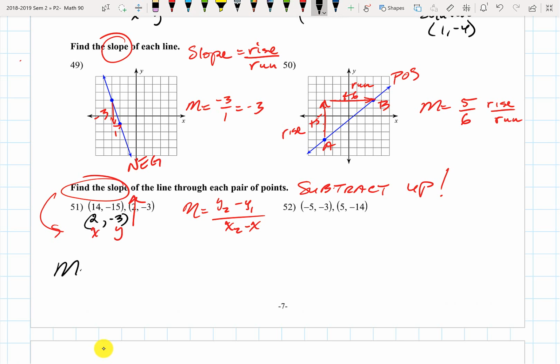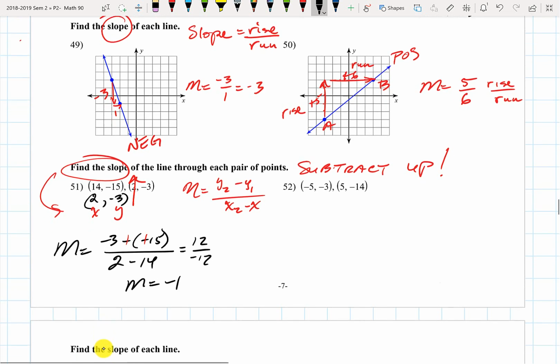Okay, so my slope here, I'm going to start with the y coordinates. I got negative 3 minus a negative 15 divided by 2 minus 14. Okay, I'm going to simplify a little bit. Double negative up top, 15 minus 3 is 12. 2 minus negative 14 is negative 12. So my slope here is negative 1. Always check your work and check your answers in the back. And you could do number 52.